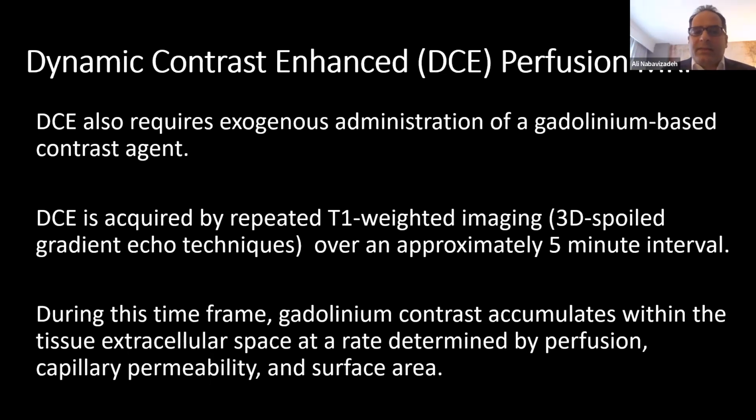So this is a T1-based technique. Unlike DSC, we use repeated T1-weighted imaging, usually a 3D spoiled gradient echo technique, over an approximately 5-minute interval. And during this time frame, gadolinium contrast accumulates within the tissue extracellular space at a rate that's determined by perfusion and cerebral blood flow, capillary permeability, and surface area of the vessels.